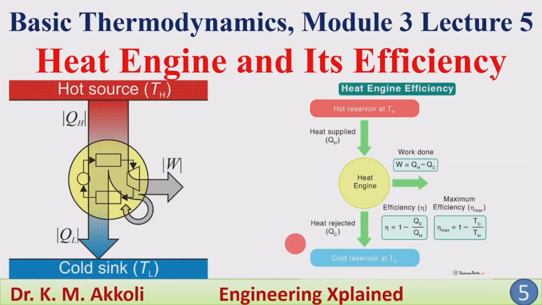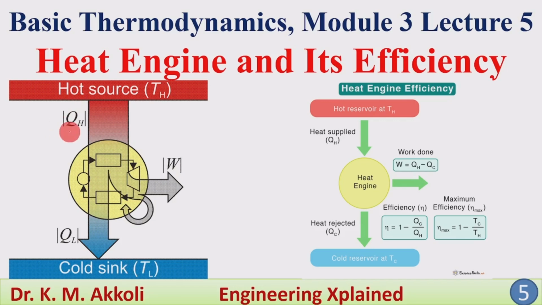In this session, I am going to take Basic Thermodynamics Module 3 Lecture 5, that is heat engine and its efficiency. Already in the previous session, I have taken the working of the heat engine and how that works. Here we can see the heat engine receives the heat from the hot source or a higher temperature source, and part of that heat it will convert into work, and the remaining heat which is not possible to convert into work, that is rejected to a cold sink or a lower temperature sink.